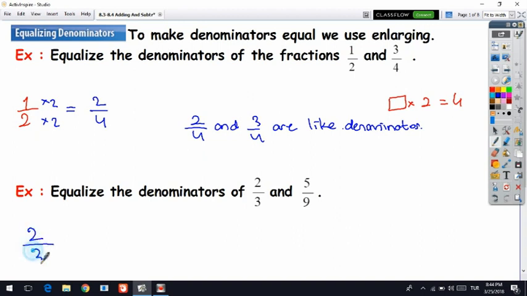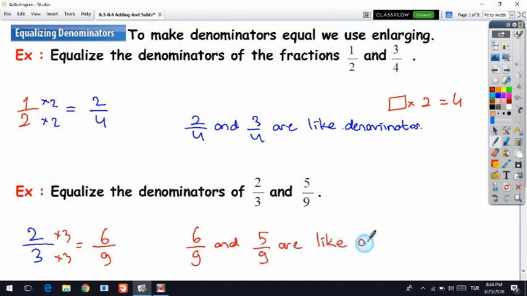First you write 2 over 3. Then what is next? You look at the bigger denominator. How can you get 9 from 3? You have to multiply by 3. You write 3, then 3, and then multiply. 2 times 3 is equal to 6. 3 times 3 is equal to 9. Now we say 6 over 9, and we don't touch the fraction which has the bigger denominator, that is 5 over 9. I write here 5 over 9. They are like denominators.